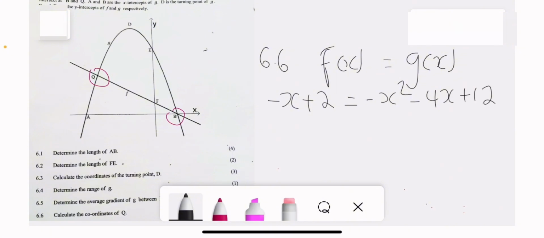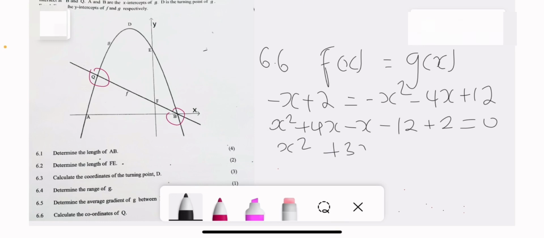Then from here we solve for x. Let's transpose this to the left hand side so that you have a positive coefficient of x squared. So that will be x squared plus 4x, then we group, minus x, minus 12 plus 2, is equal to 0. X squared, 4x minus x is positive 3x, minus 12 plus 2 is minus 10.